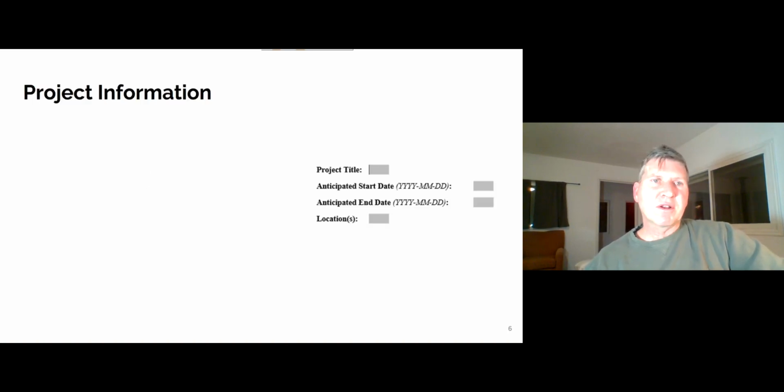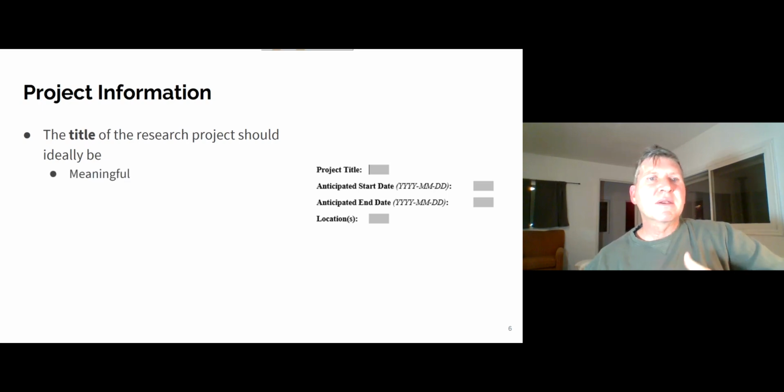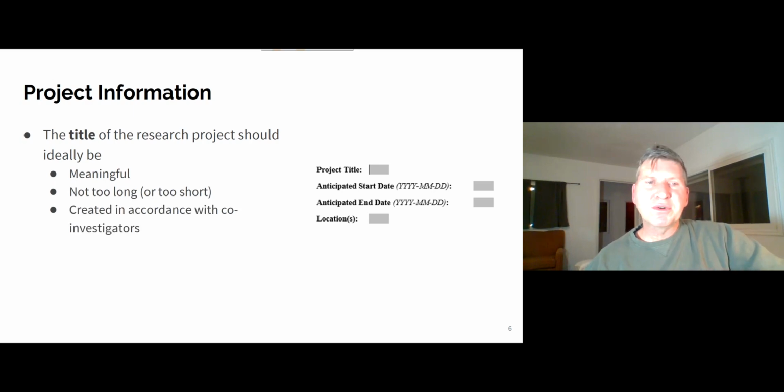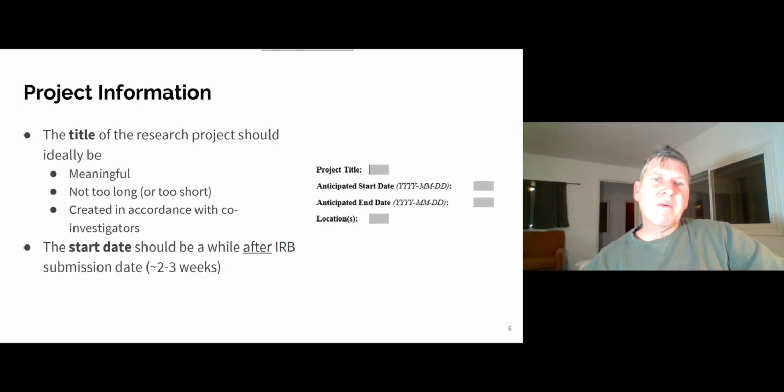The first part of the research protocol is the project information. So you want to have a title for your project that's meaningful. It's not too long or too short, and it's created with some kind of consultation with your co-investigators. You want the start date to be a while after the submission date. At SUNY Oswego, 2 to 3 weeks is okay. When I did a deception study, it took almost 9 months to get approval because it had to go to a full board meeting. You can kind of gauge whether it's going to be a controversial submission or not. In most cases with HCI, they're not going to be very controversial. So 2 to 3 weeks should be okay.